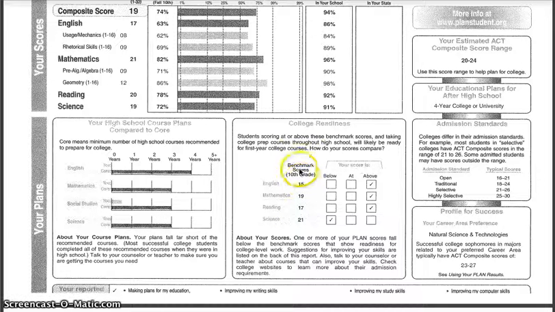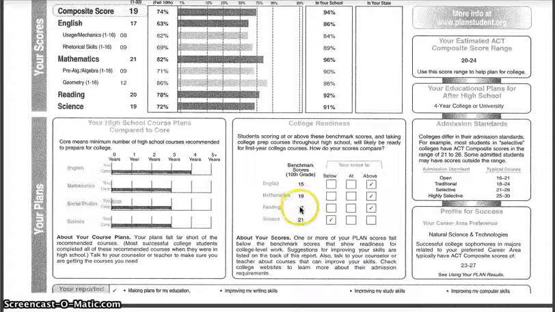So here we're talking about college readiness. This says students scoring at or above these benchmark scores on the PLAN and taking college prep courses or higher throughout high school will likely be ready for first-year college courses. So how do your scores compare? This person, the benchmark score is a 15 for English. They scored 17, which puts them above the benchmark score, which means they're on pace to be ready for college in the English area.